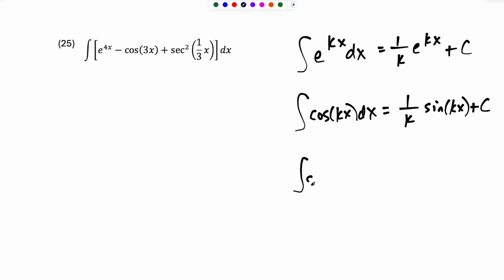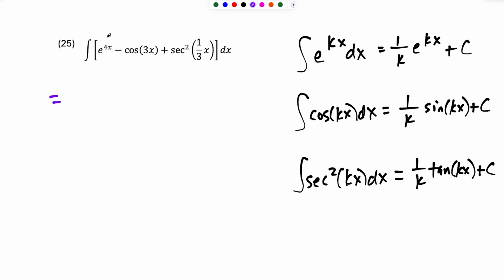If I had it for secant squared, it's the same concept that will apply. I look at this and say the antiderivative of secant squared is tangent, but I'm going to have 1 over the constant times tangent of the constant times x, and then plus c. So if I apply that concept all the way through, then our first constant is equal to 4. Our second constant is equal to 3. And then our third constant is equal to 1/3.